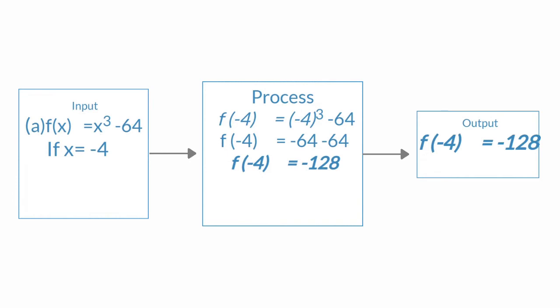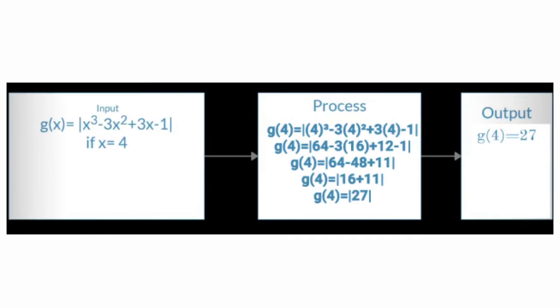Then we're going to subtract 64. Negative 64 minus 64 is equal to negative 128. Then our output is f of negative 4 equals negative 128. In letter B, our input is the function g of x equals the absolute value of x cubed minus 3x squared plus 3x minus 1.